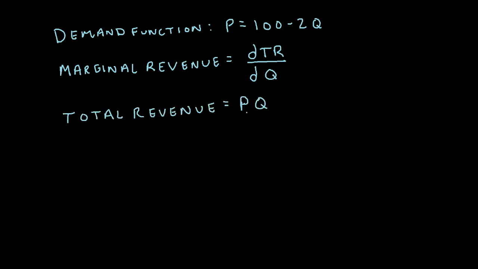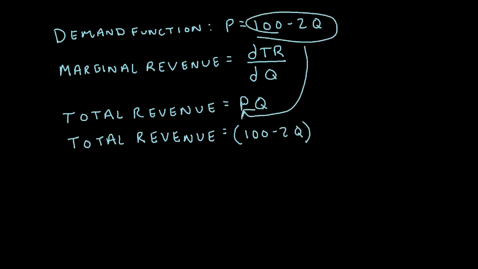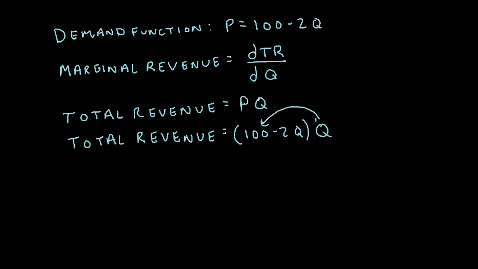Now, to actually figure out the total revenue function, all we have to do is plug in the right-hand side of the demand function, because remember, this is equal to P, plug it in right here for P, and we'll see what we get. So we'll say total revenue, that's equal to 100 minus 2Q. So we're just plugging in this value right here for P, and we're multiplying that by Q. Now, if we distribute the Q into the parentheses, here's what we get. We get 100 times Q minus 2Q squared.